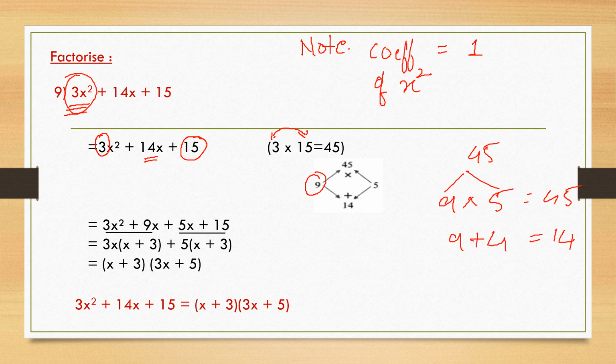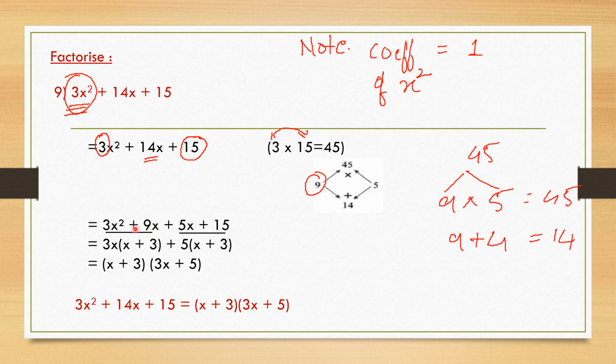So we'll start solving the sum. First term as it is, 3x squared plus, in place of the middle term, we'll write our two new terms. So in place of 14x, we'll write 9x plus 5x. This last term plus 15 as it is. Then we do the pairing, first pair and this is the second pair.